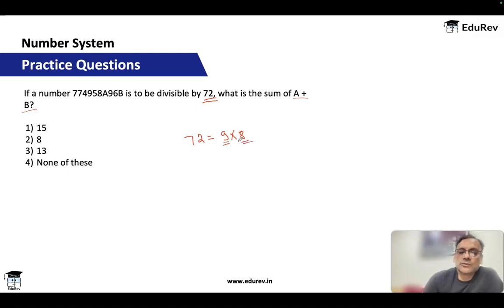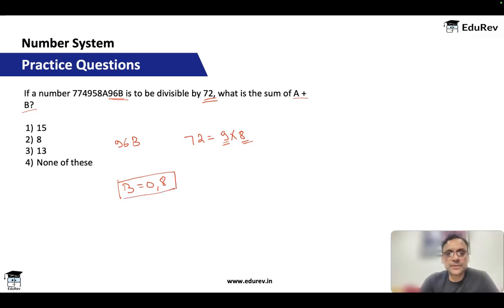What is the rule for 8? Let's apply 8 first. 8 is last 3 digits. So the last 3 digits are 96b. This has to be divisible by 8. So obviously b can be 0 because 960 is fully divisible by 8, or b can be 8 also. So as per the rule of 8, b can be 0 or 8. You get 2 cases.